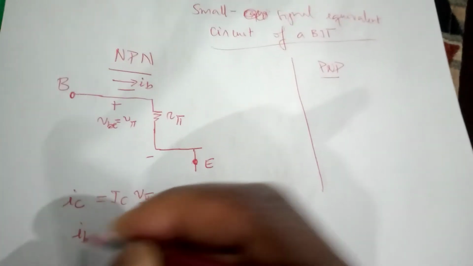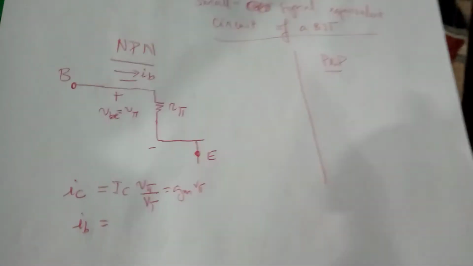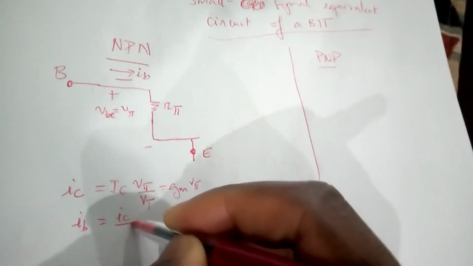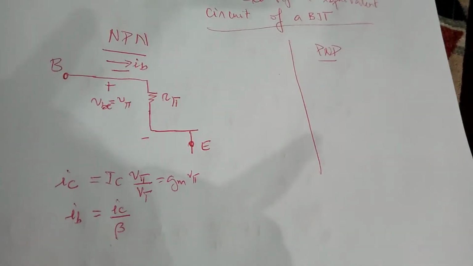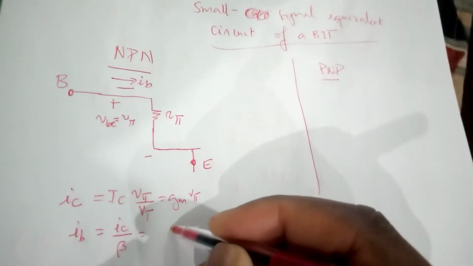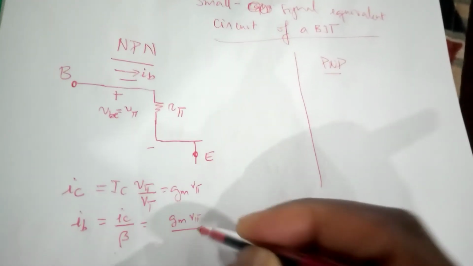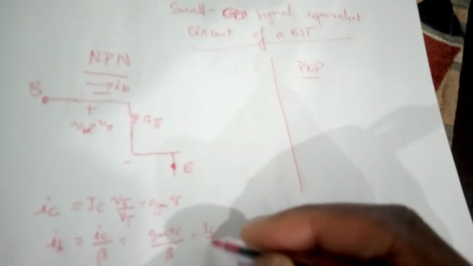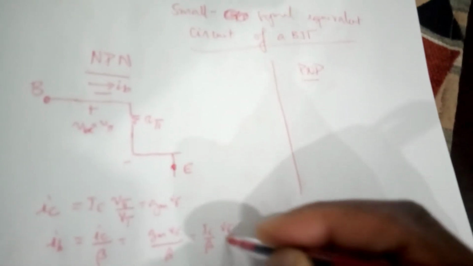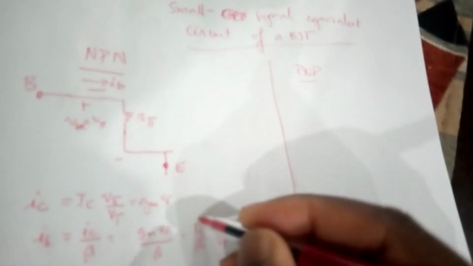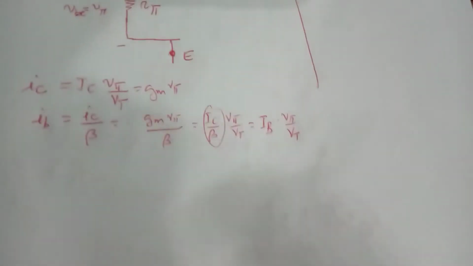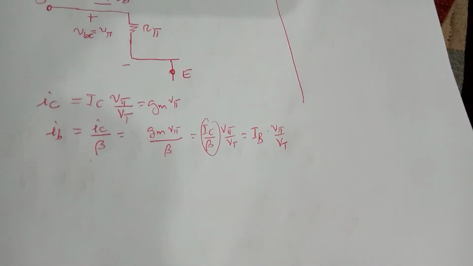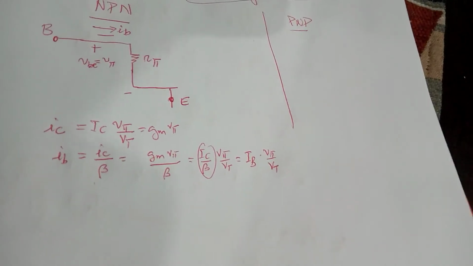Now we can have IB, which is the AC base current, which is still related to the AC collector current through the DC current gain, which is beta. So that will normally give GM V pi over beta. One will also see it as IC over beta times V pi over VT, which would lead to the DC base current multiplied by V pi over VT. So that's an alternative. You should be able to manipulate these formulas and use the parameter that you have at hand. That's also a very important skill in doing AC analysis.